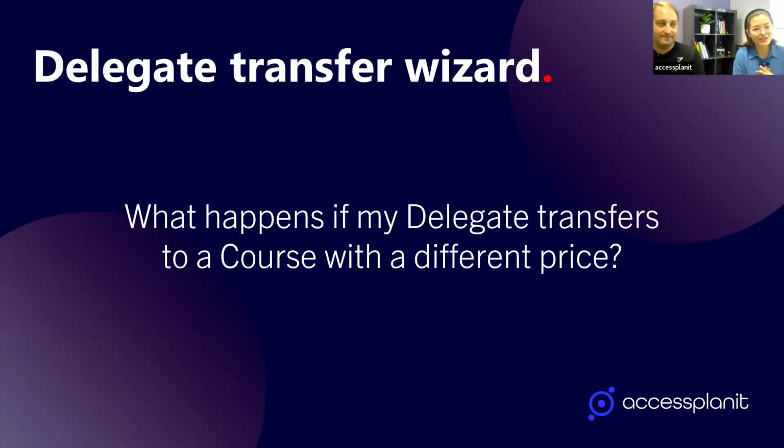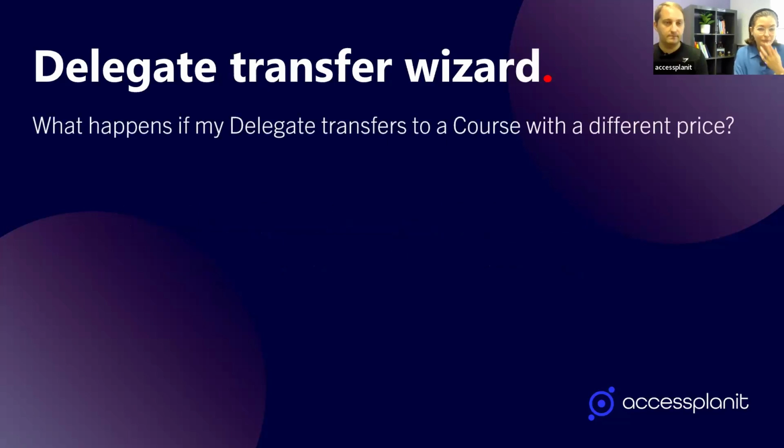What happens if a delegate transfers to a course that has a different price? We do see it quite often where people are transferring to entirely different courses that could be cheaper, could be more expensive. So how do the financials work with all of that?